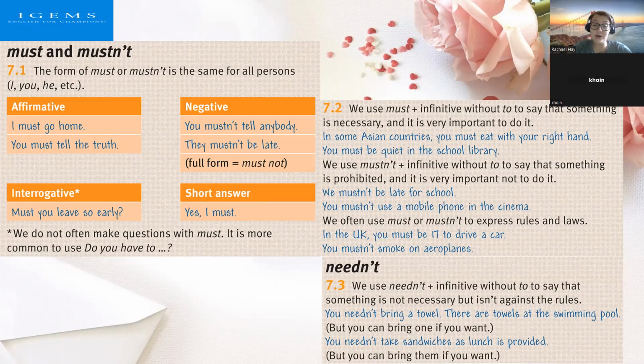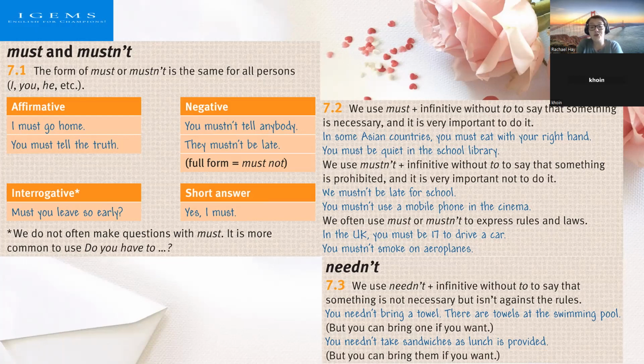Okay, we use mustn't plus infinitive without to say that something is prohibited and it is very important not to do it. So we don't add the word to. We don't say you mustn't to be late for school. We say you mustn't be late for school. You mustn't use a mobile phone in the cinema.